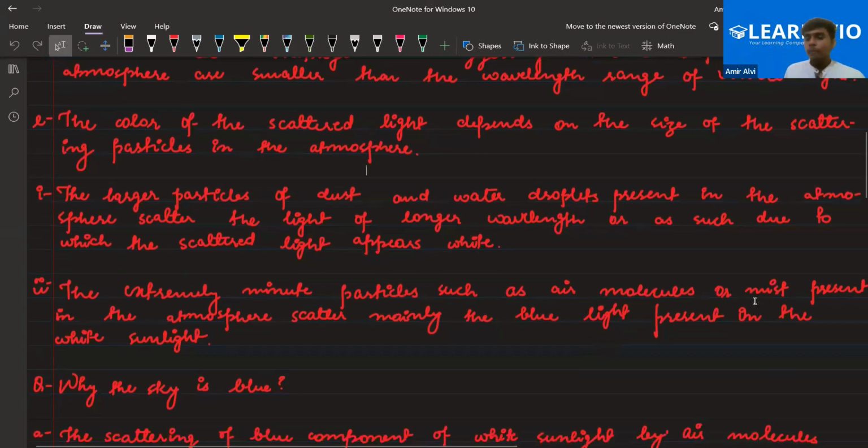Yes. So extremely minute particles of air and mist scatter mainly the blue light present in the white sunlight. It also scatters the shorter wavelength colors like violet and indigo, right? But indigo and violet are not that observable in the real world. But blue has a longer wavelength than both, and its frequency is much more than the other two. So that's why it is able to scatter much more than violet and indigo. Am I clear to all of you, everyone? Yes.